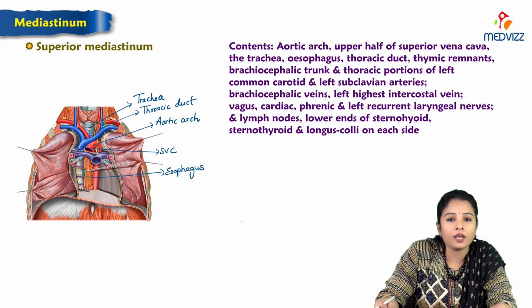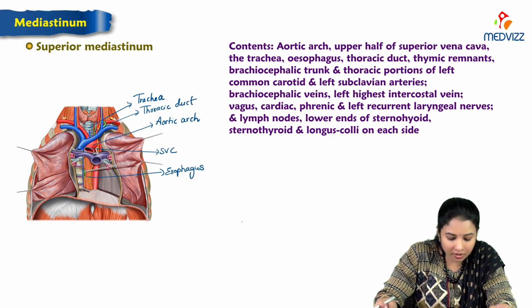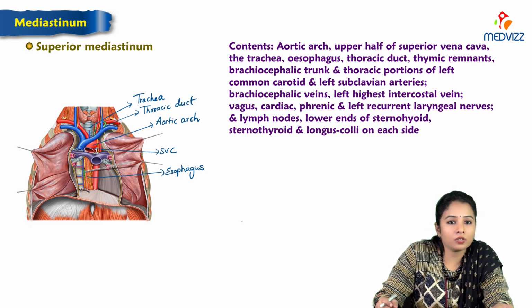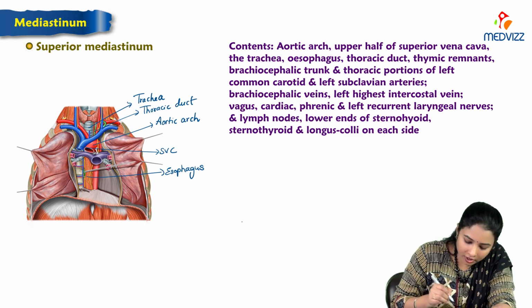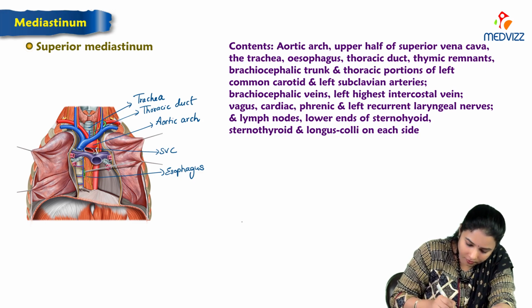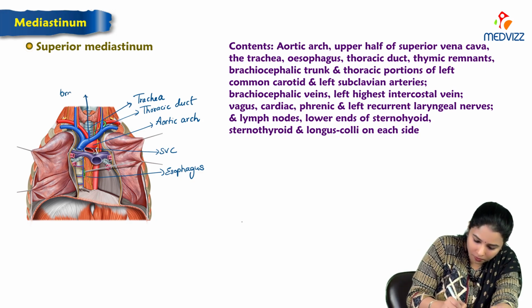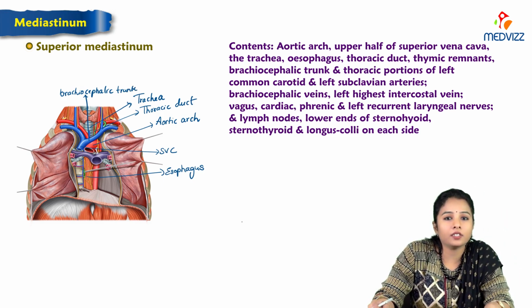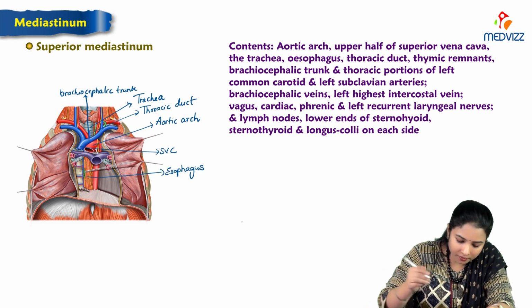So this green colored beaded structure is the thoracic duct, and thymic remnants, the remnants of thymus, are the contents, and also it contains brachiocephalic trunk which drains into superior vena cava. And it is related to the thoracic portions of the left common carotid artery.